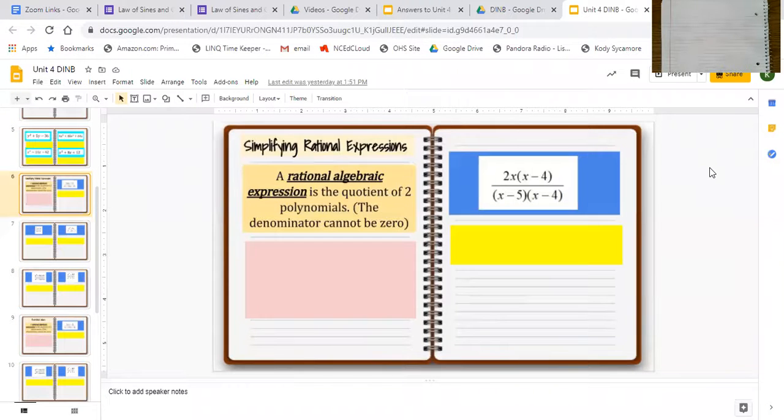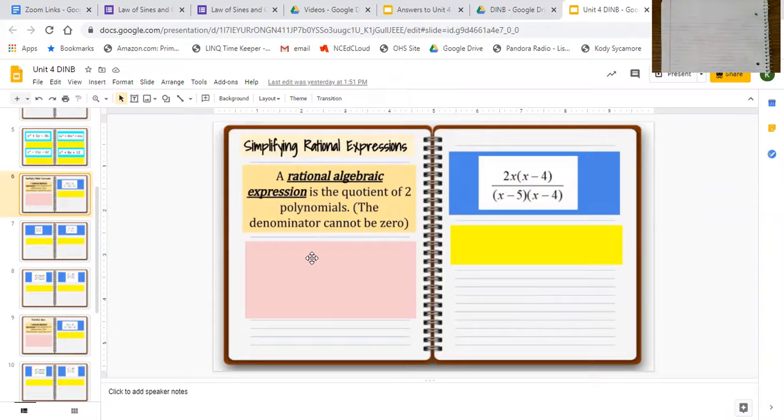All right, in this video, we're looking at simplified rational expressions. And so a rational expression is the quotient of two polynomials. So you'll have a numerator and a denominator that could have x's in both the top and the bottom, or just one or the other. And then the denominator cannot equal 0, so we'll get to that in a couple minutes.